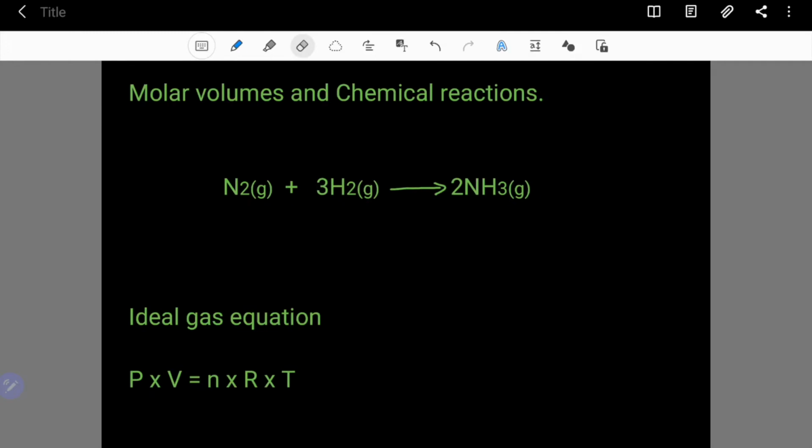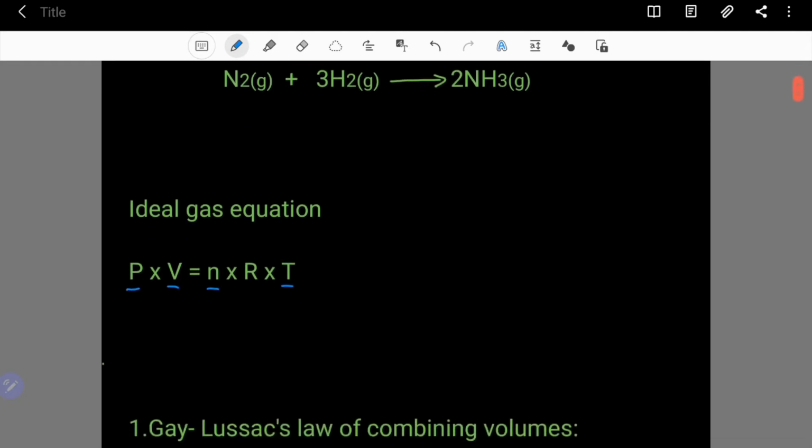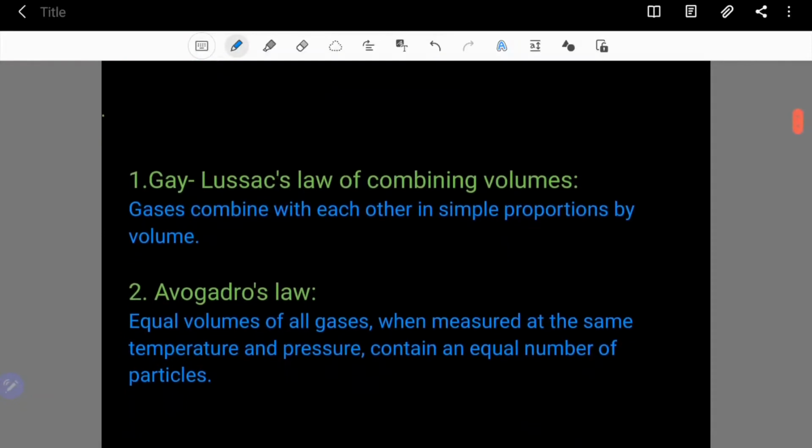Now, in the previous workbooks, you've learned to calculate the masses of reactants and products using reaction stoichiometry. You've also learned the mathematical relationship between pressure, volume, temperature, and amount in moles of gases. And the ideal gas equation is derived from the gas laws. In this workbook, you'll learn to calculate the volumes of gases consumed or produced in a chemical reaction using stoichiometry and the gas laws. Now, there are two laws that we will follow in this workbook.